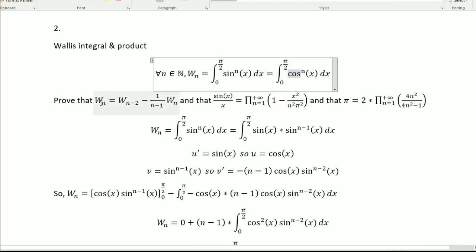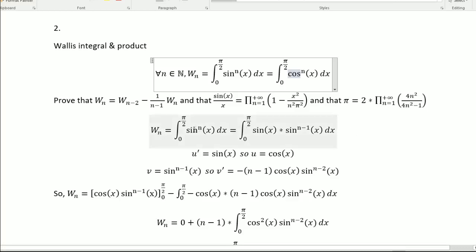So the goal is to prove that Wn equals (n minus 1) over n times Wn minus 2. Then to prove that sine x divided by x is equal to the product from 1 to plus infinity of 1 minus x squared over n squared pi squared, and then to prove that pi equals 2 times the product from 1 to plus infinity of 4n squared over 4n squared minus 1.